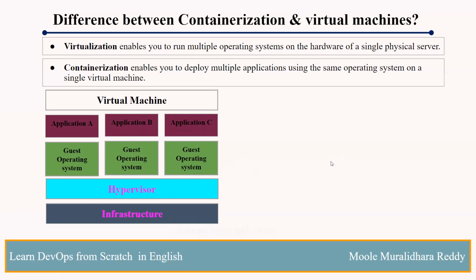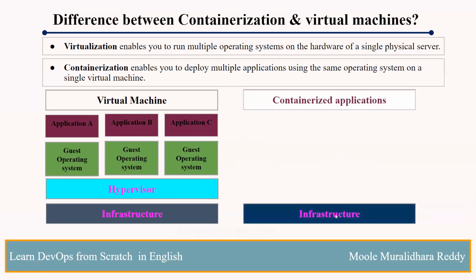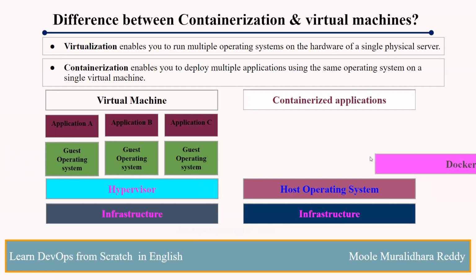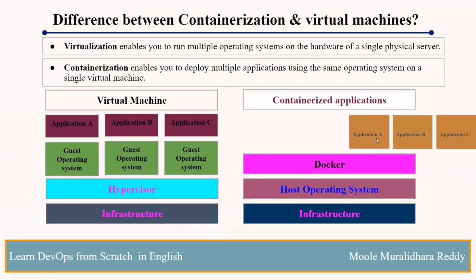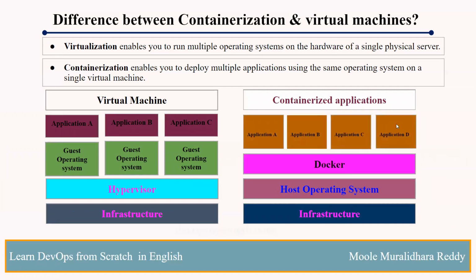In case of a containerized application, how? Let's see. We have an infrastructure. On top of that infrastructure, we have an operating system. On top of that, we install Docker. Then you can deploy multiple applications. For example, we have 4 applications. On a single operating system, we can deploy all the applications, as we have installed Docker. The main advantage of containerized applications is that on a single operating system, you can run multiple applications.